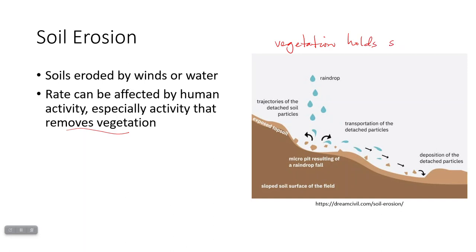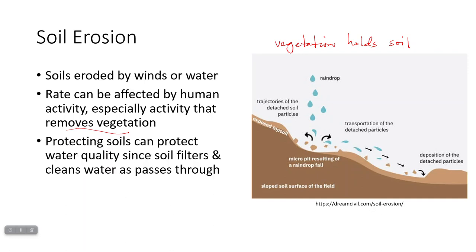So if you want to make sure that your soil is not weathered, not eroded, and not removed, you'll have plant cover. So you'll have plants growing on it. Protecting soils is important for more than just making sure that we have dirt and soil in which to grow our crops. It's also important because soil performs an ecosystem service, and that is improving water quality, because soil can help filter and cleanse water as it passes through.